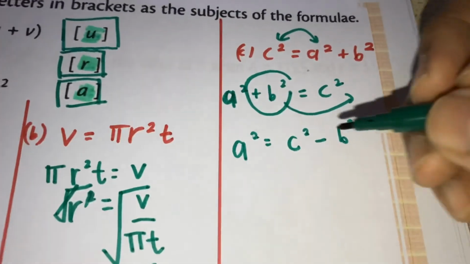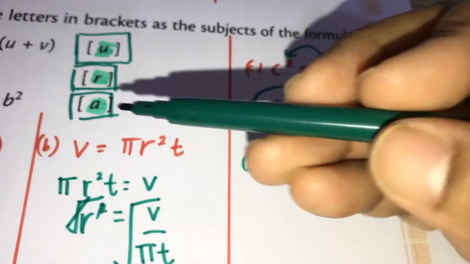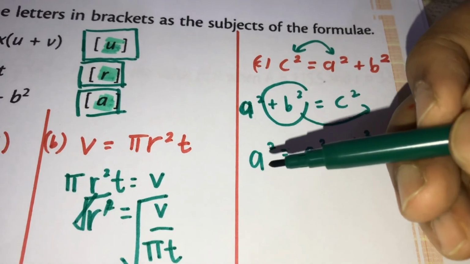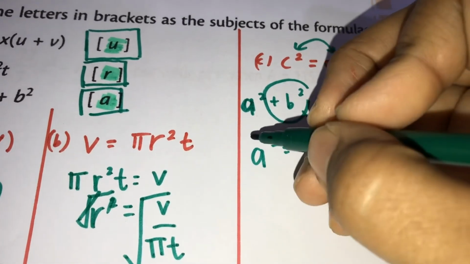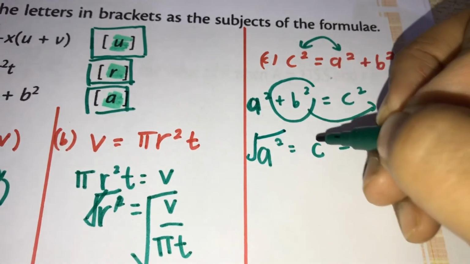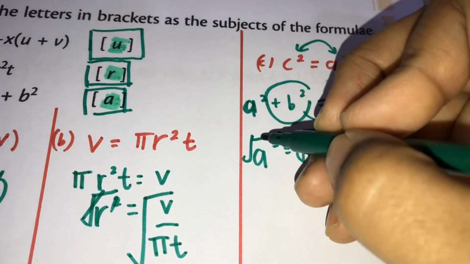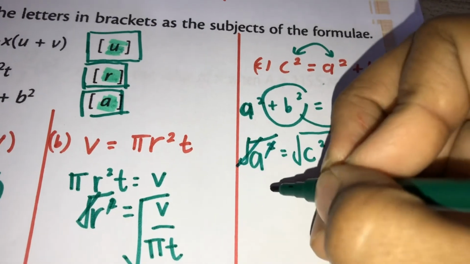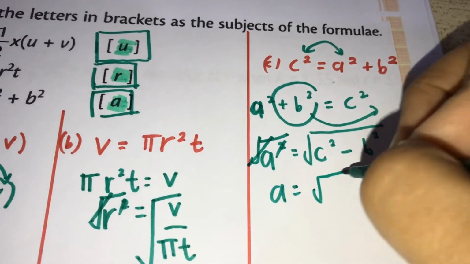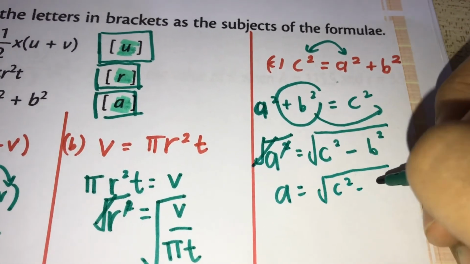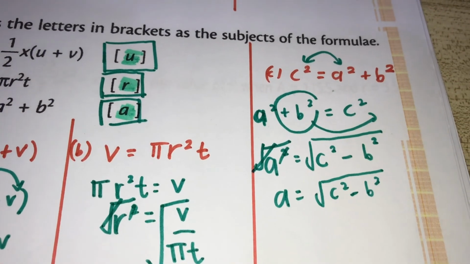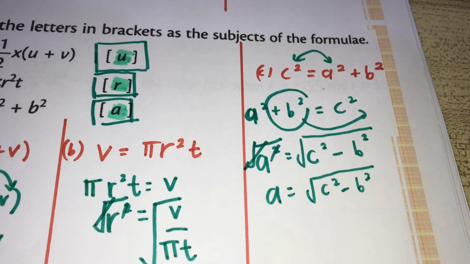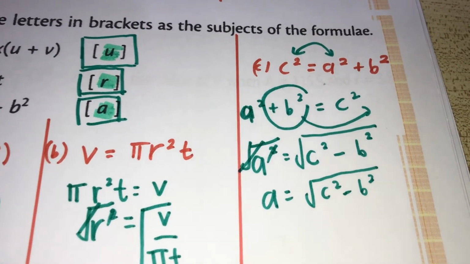Because the question wants a as the subject formula, we don't want this square. How to remove the square? You must square root. If you square root, you can cut this. So a equal to square root c square minus b square. This is your final answer for question C.